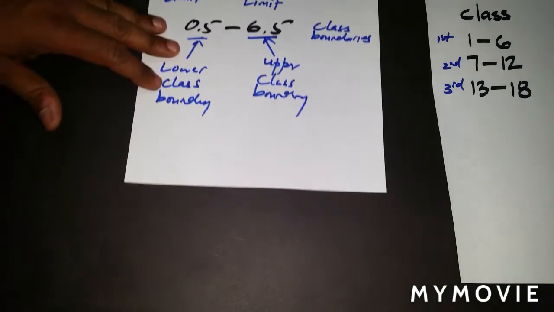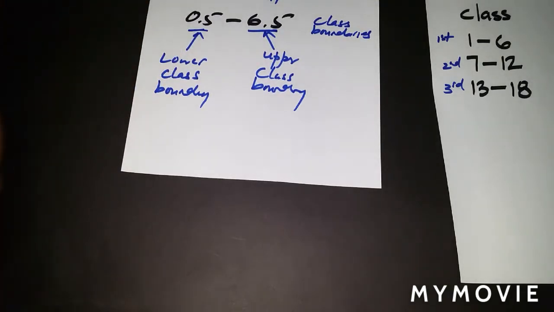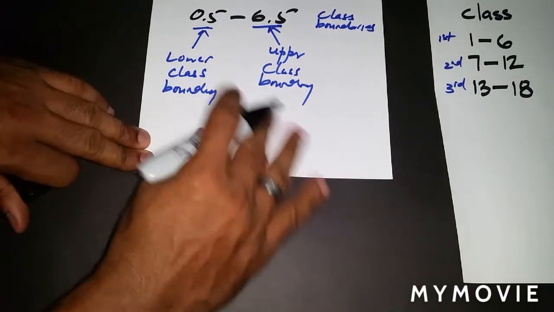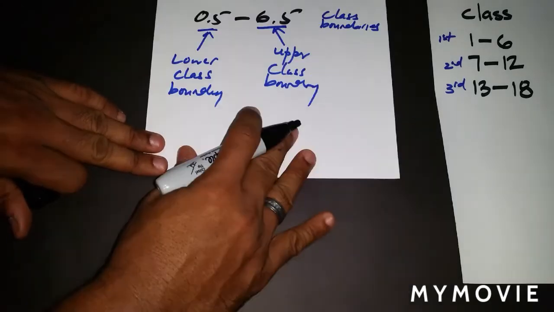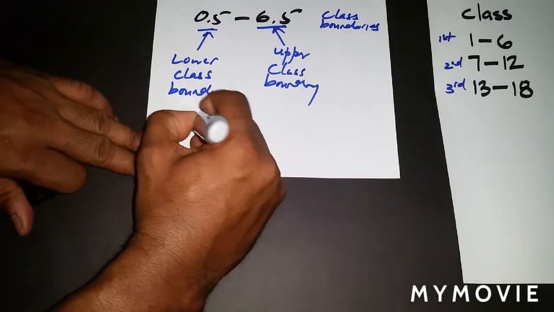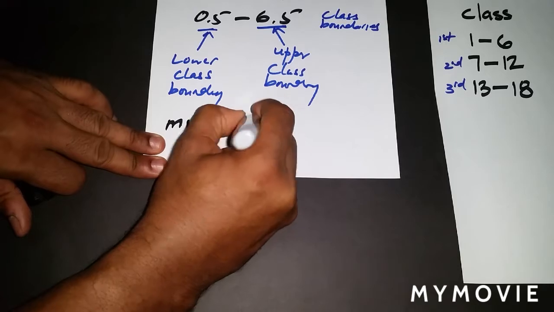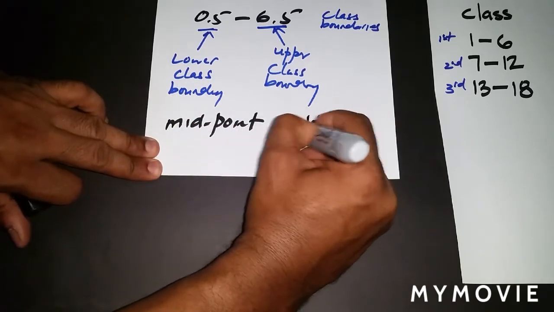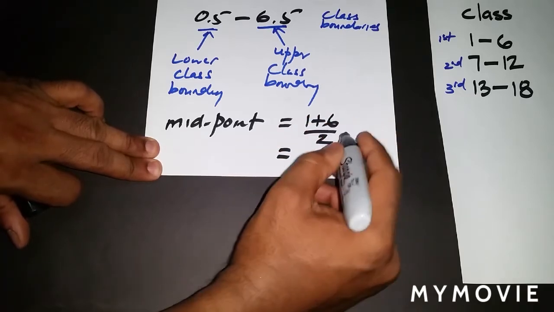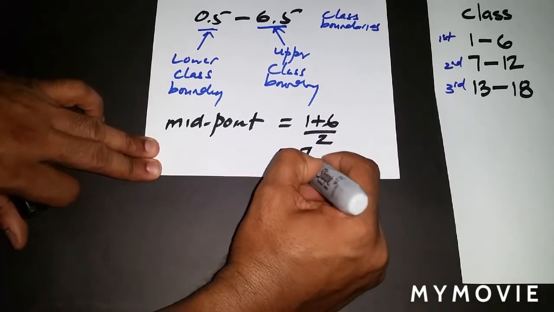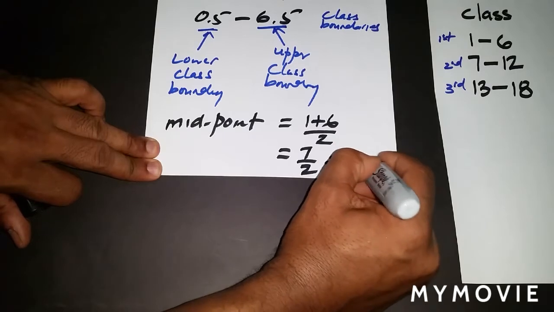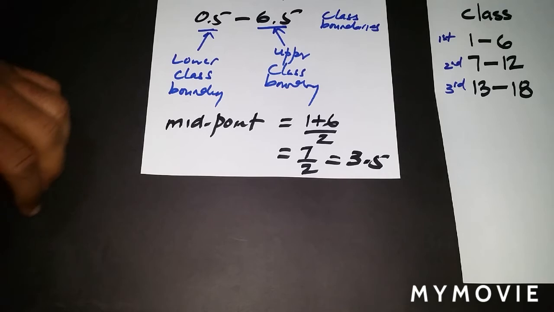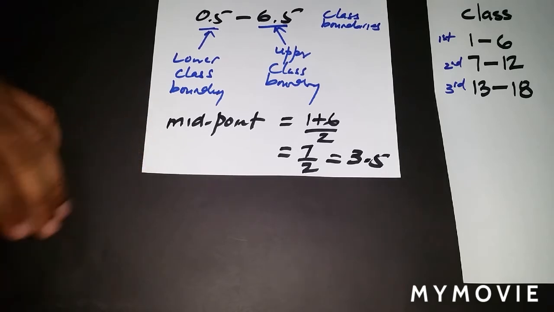All right. The next thing that we want to understand is class midpoint. So for the first class, which is 1 to 6, the class midpoint would be, just add them together and divide that by 2. So 1 and 6 is 7, and 7 divided by 2 is 3.5. So that will be the midpoint for the first class, 1 to 6.